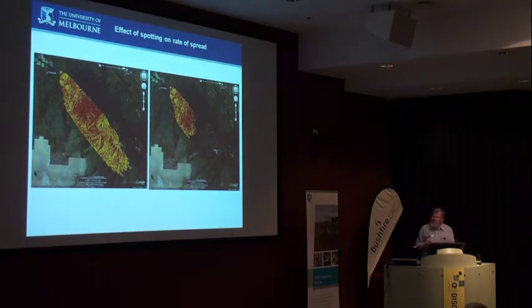This is just a static image showing the difference between having the spotting mechanism turned on, as distinct from just trying to do a spread process, assuming you just have a frontal spread rate, and it can make a factor of 2 or 3 difference in the final extent of the fire. And it relates very well to some of the observations that we've got from Black Saturday and any fire for that matter, where the front is not always just a nice coherent flame zone.